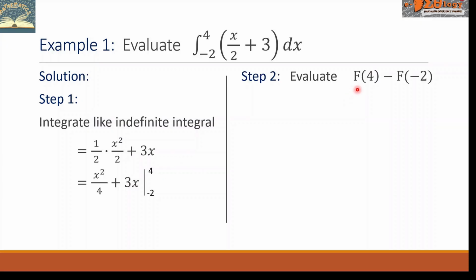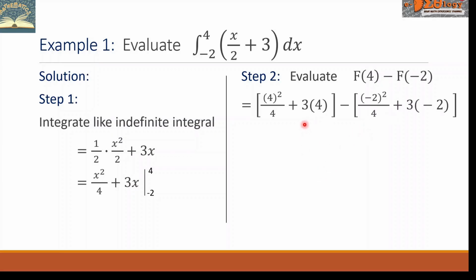That is, evaluate capital F of 4 minus capital F of -2. We have two groups. The first group, we evaluate this function using 4, minus we evaluate this function using -2. Now let's go to the next step. We simplify further. 4 squared is 16 plus 3 times 4 is 12, minus the square of -2 is +4. Then 3 times -2 is -6.